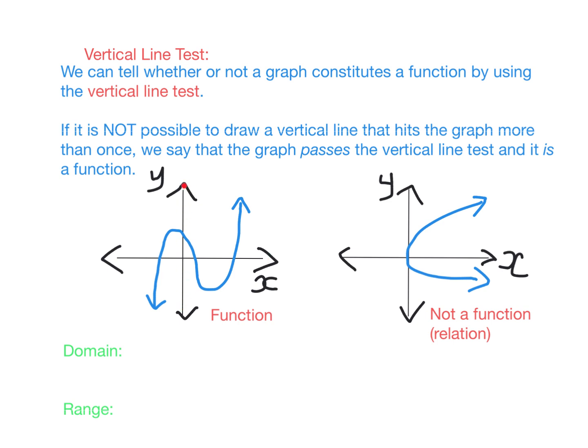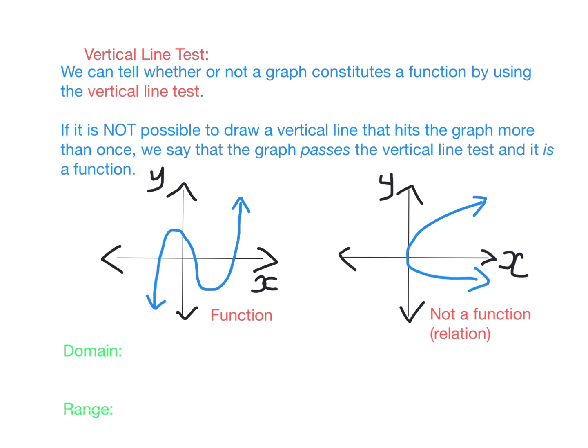We call these the y values. This is the codomain. So if you have a graph, how do you determine whether or not it's a function? Well, you use the vertical line test. When you're applying the vertical line test, you're asking, is it possible to draw a vertical line that hits the graph more than once?